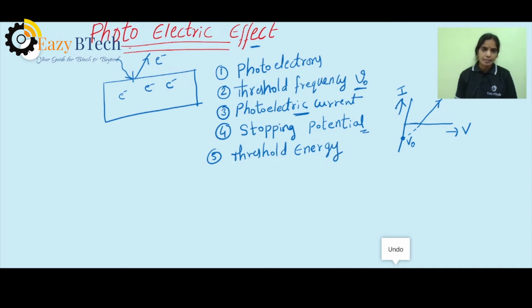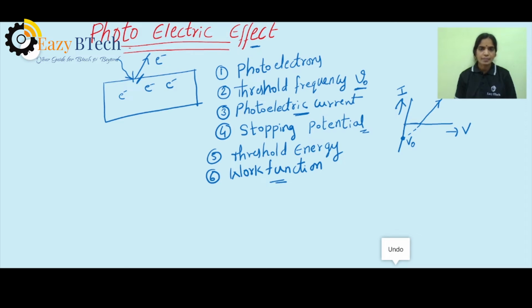Then the next one is very important, and we already learned this term in the last lecture, that is your work function. Work function is the minimum amount of energy which is necessary for the photoelectric effect to come into action. Whenever a sufficient amount of energy is incident onto the surface, electrons are ejected out. That minimum energy is termed work function.